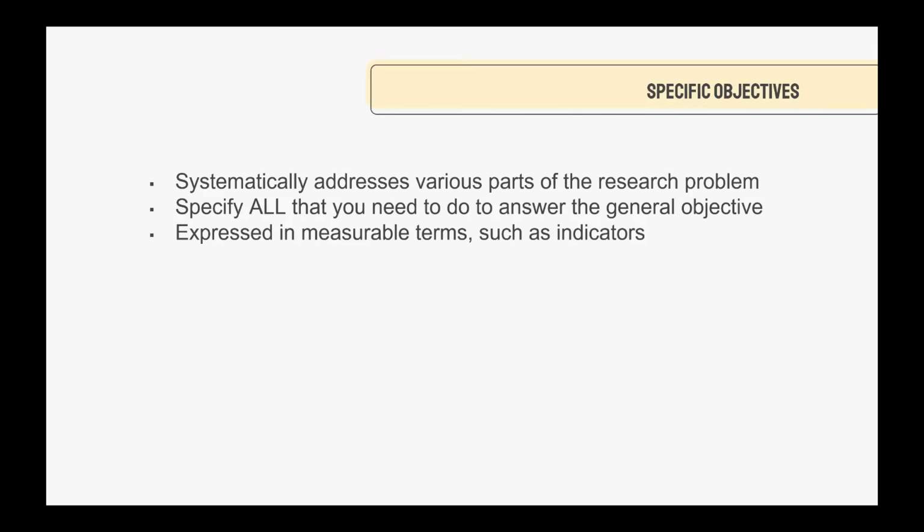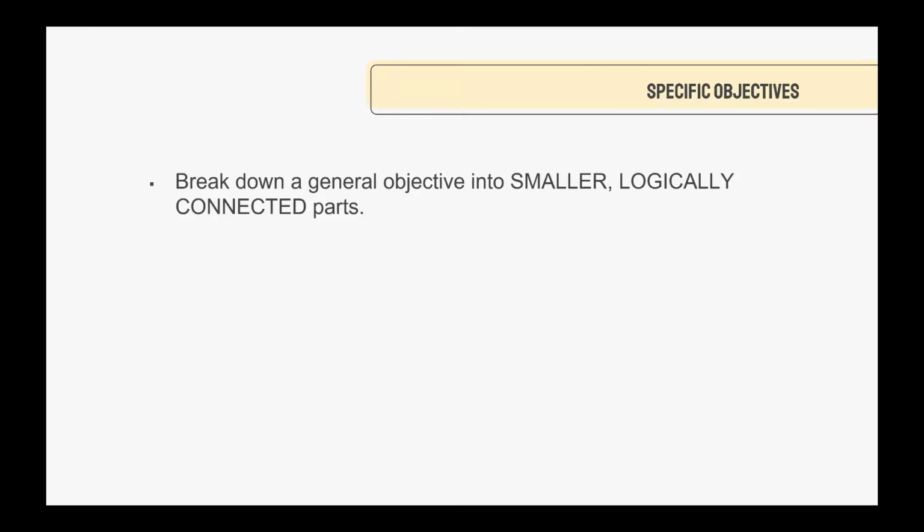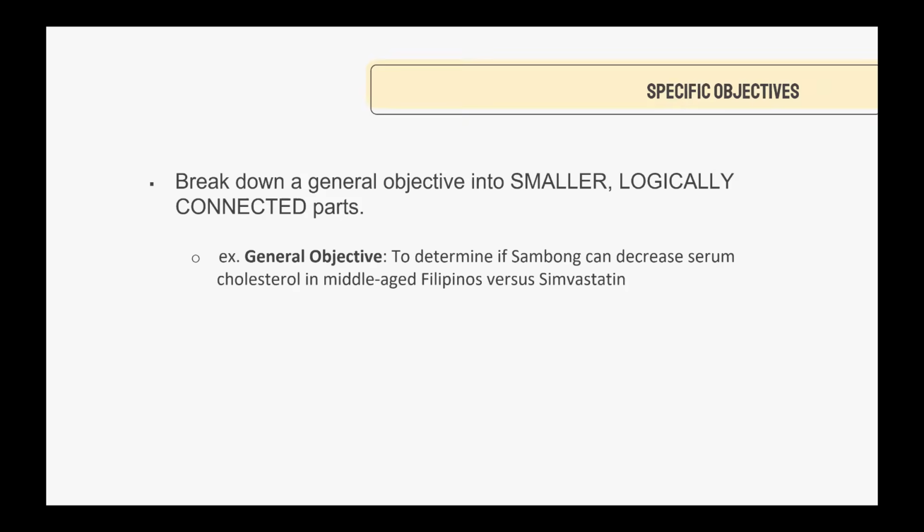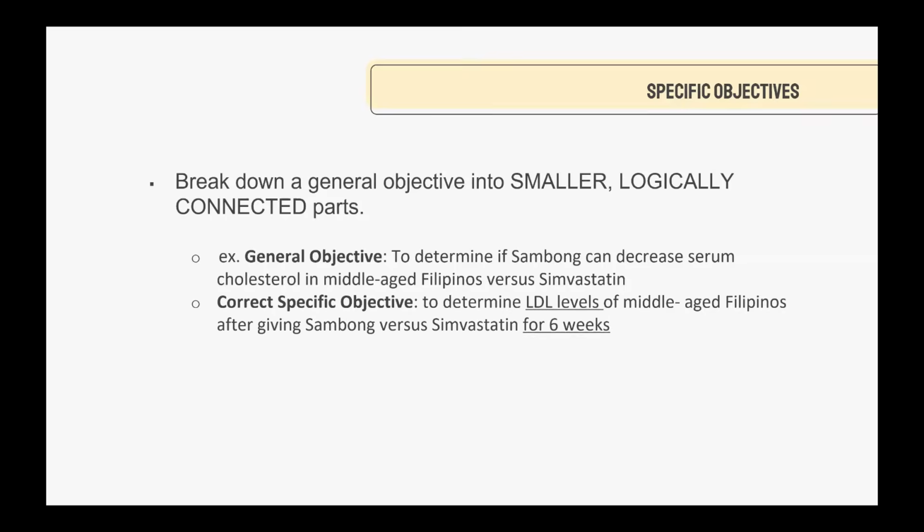It specifies all that you need to do to answer the general objective and is expressed in measurable terms such as indicators. So you break down a general objective into smaller, logically connected parts. For example, if your general objective is to determine if Sambong can decrease serum cholesterol in middle-aged Filipinos versus simvastatin, so a correct specific objective would be to determine LDL levels of middle-aged Filipinos after giving Sambong versus simvastatin for 6 weeks.